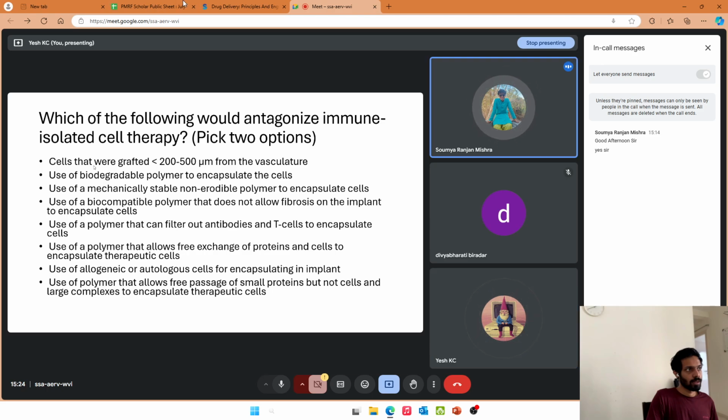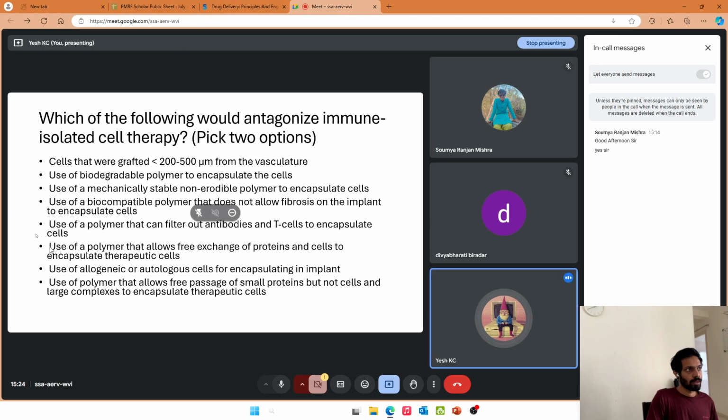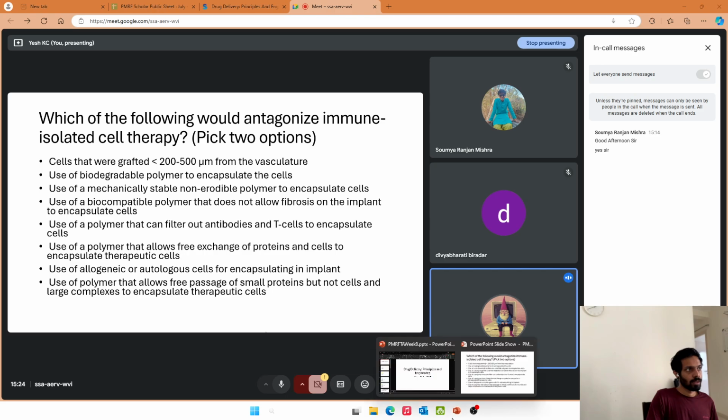I'm not sure about that, but if you look at the options, this option gets our attention, right? Because they're saying they will use a polymer that allows free exchange of proteins and cells to encapsulate these therapeutic cells. Now, what will happen if you do that? Antibodies are proteins, so they will go in. T cells, B cells, macrophages, all of these are cells, so they can also go into this layer and reach the therapeutic cells. If your immune cells and antibodies go in, they'll destroy these cells, right? So that will not help immune isolated cell therapy.